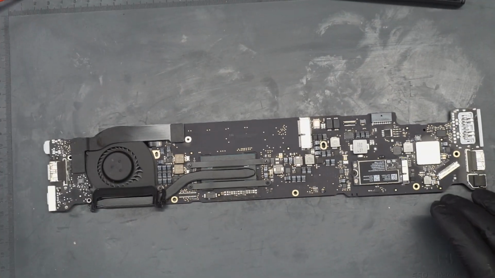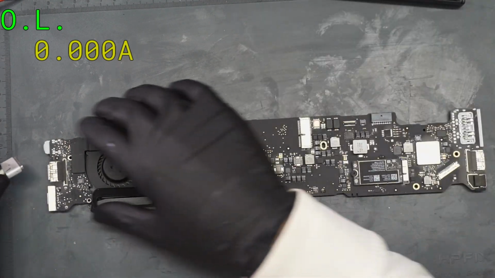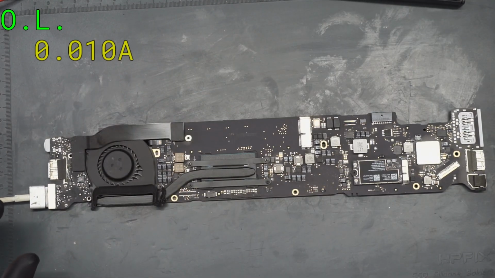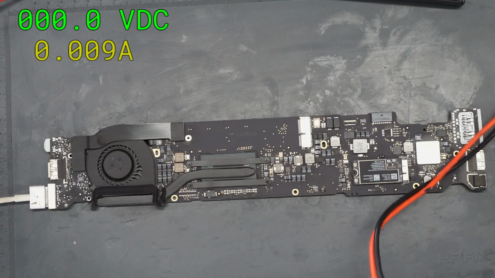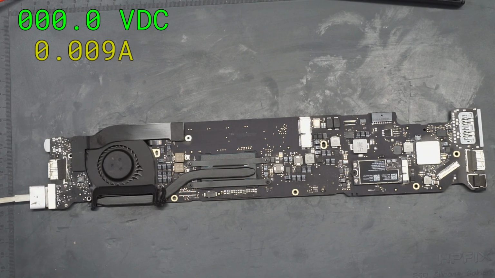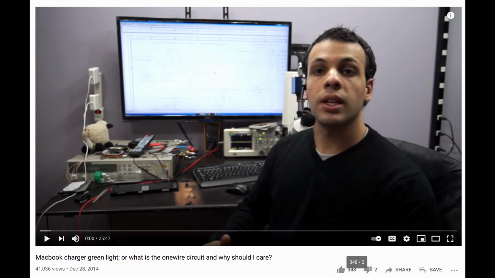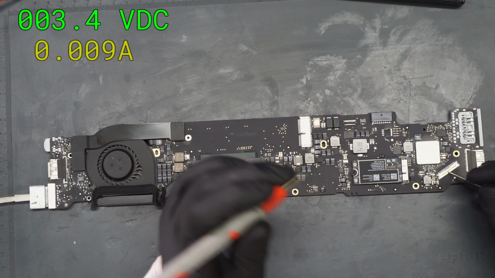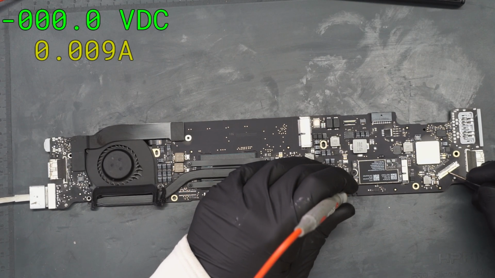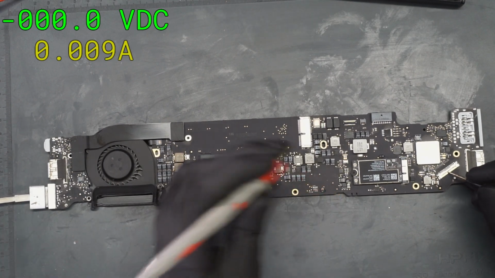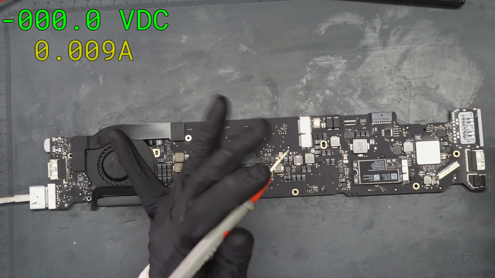So we're going to plug this in, as I did before, and we're going to take some measurements. The first measurement I'm going to take is a voltage measurement of PP3V42_G3HOT, the power required to get the green light in the charger so that everything turns on, as noted in my videos on the one-wire circuit, which still hold true to the MacBook Air. And we have 3.4 volts. We have 3.4 volts, but there's no light. So now the next question is obviously going to be, why?